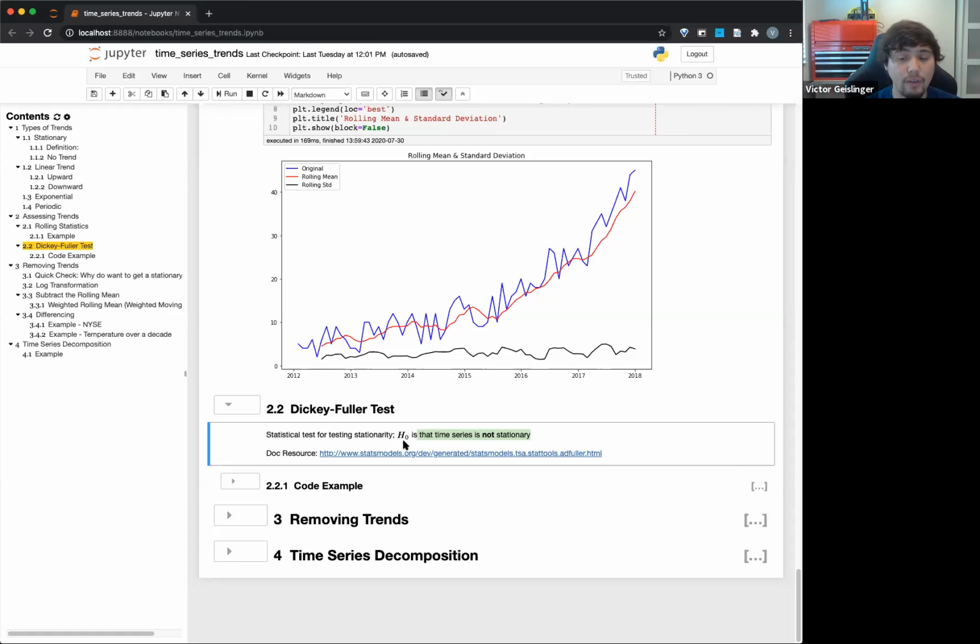So if we have a low p-value for the Dickey-Fuller test, then it means that we have a stationary, at least we are reasonably certain that we have a stationary time series. Does that make sense? Okay, cool. There's other tests you can do. This is just one of the tests. It's a very common one.